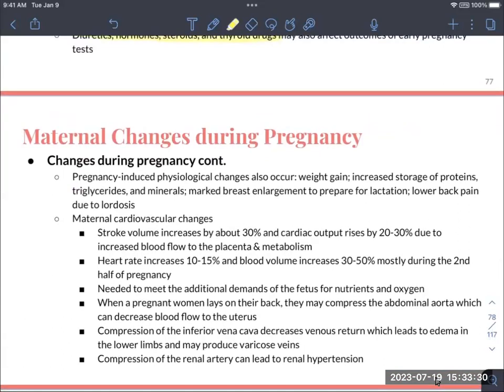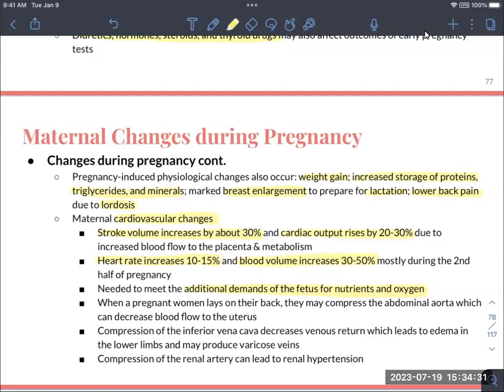So pregnancy causes weight gain, increased storage of proteins, triglycerides, minerals. The breasts enlarge as they get ready for lactation. It causes lower back pain as that belly gets larger and larger, causing this lordosis. The mother has several cardiovascular changes. Their stroke volume increases. Their cardiac output increases. Their resting heart rate increases, and the volume of blood even increases, especially during the second half of that pregnancy, because they're trying to meet the demands of that fetus for all of the oxygen and nutrients that they need.